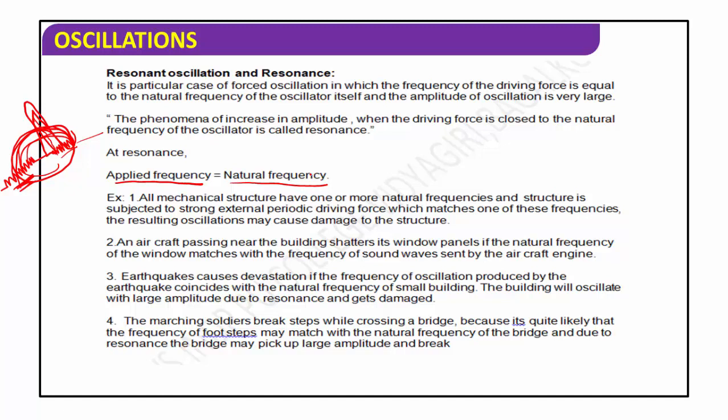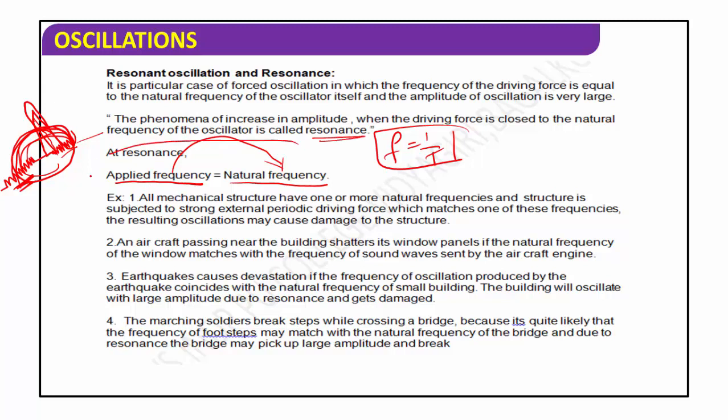When you apply a certain frequency or certain force on that body, it oscillates along its own axis under the influence of external force. In that condition, the frequency is produced. Frequency means the number of oscillations taken in 1 second, or the reciprocal of the time period is called frequency. Where the applied frequency is equal to the natural frequency, that is called resonance oscillation, or resonance. The phenomenon of increasing amplitude when the driving force is close to the natural frequency of the oscillator is called resonance. At resonance, the applied frequency is equal to the natural frequency.